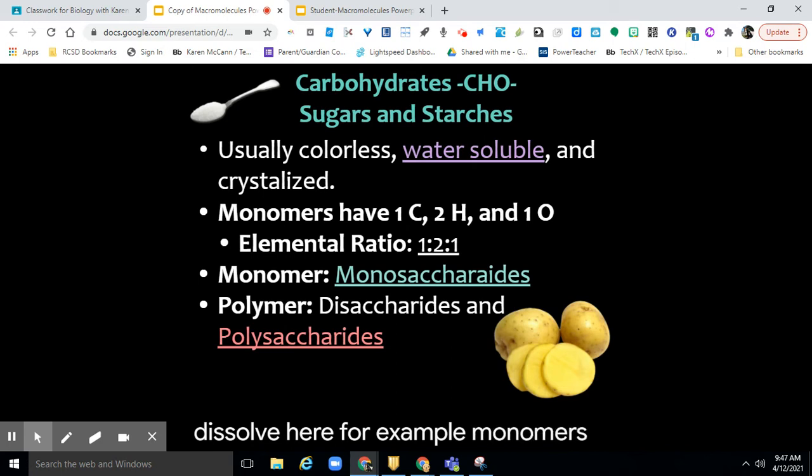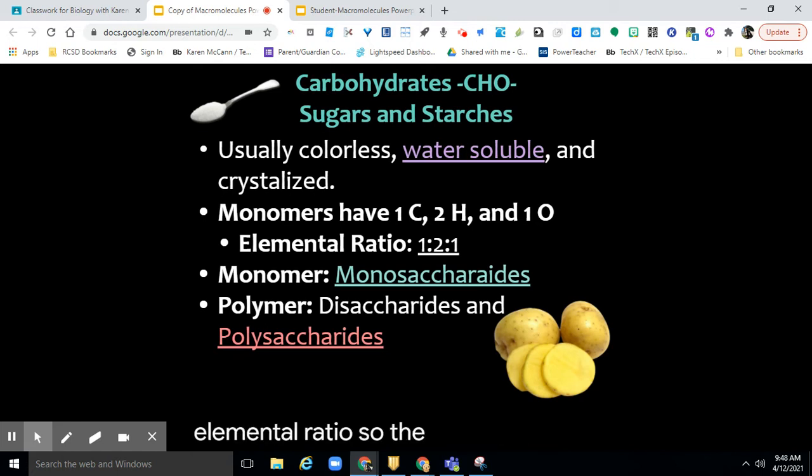Monomers of carbohydrates have a 1 carbon to 2 hydrogen to 1 oxygen ratio. That's a 1-to-1 ratio. It's important because lipids also contain only carbon, hydrogen, and oxygen, but in different ratios. So one of the ways to tell a carbohydrate from a lipid is from the elemental ratio.